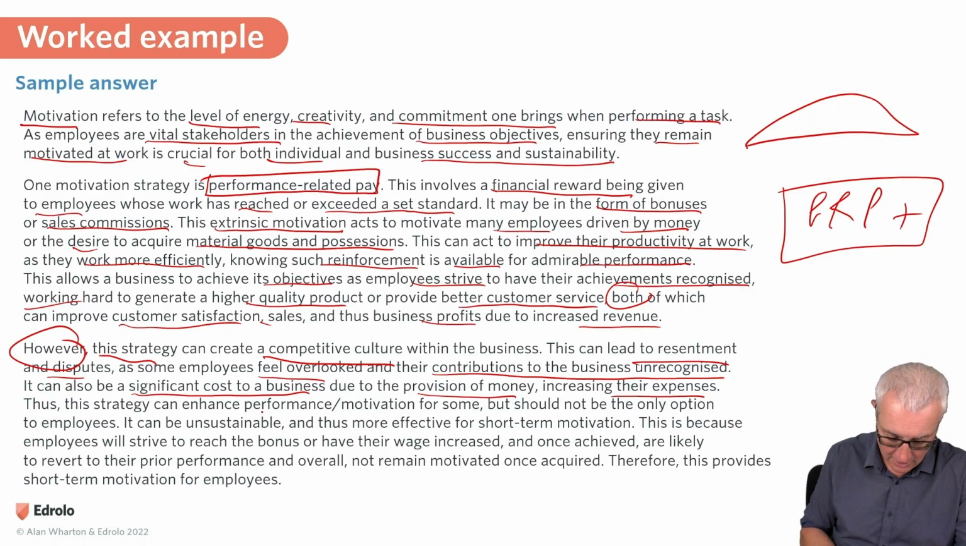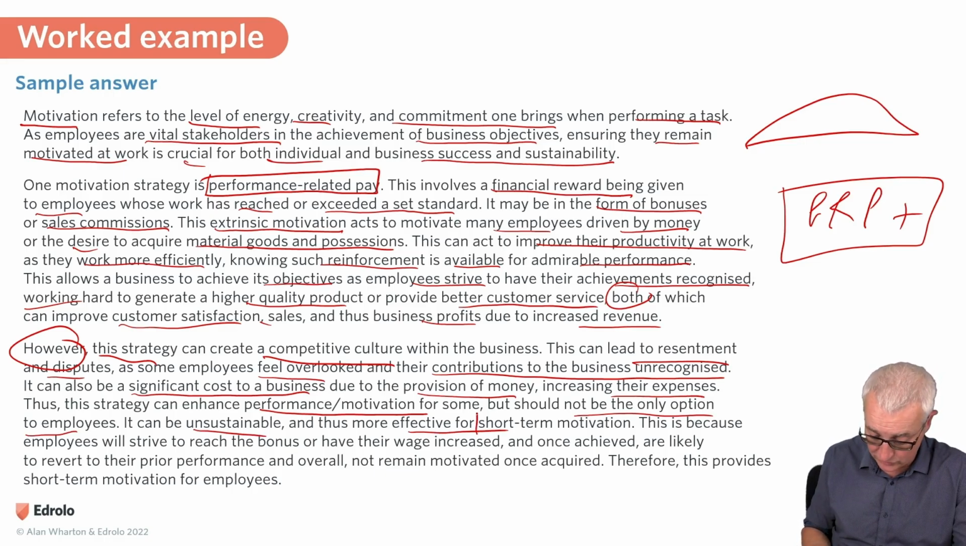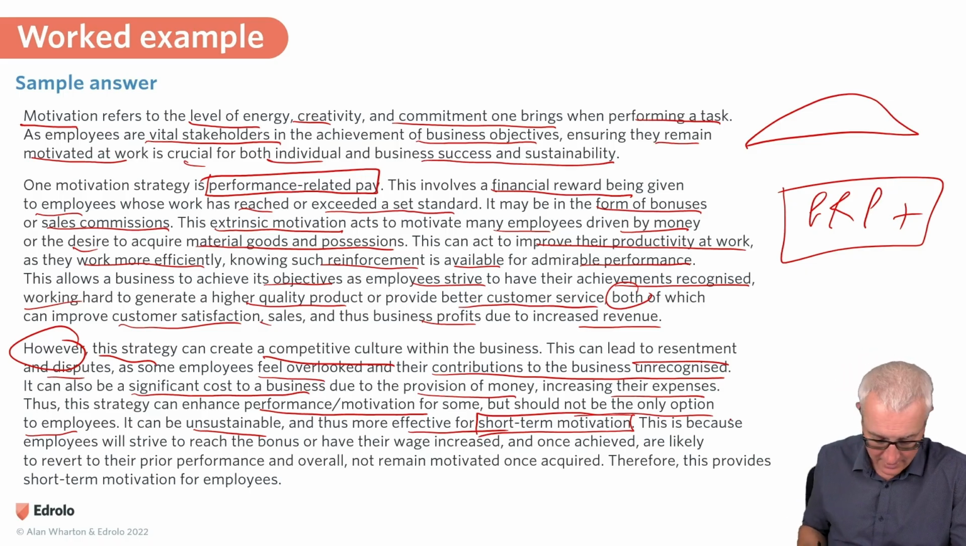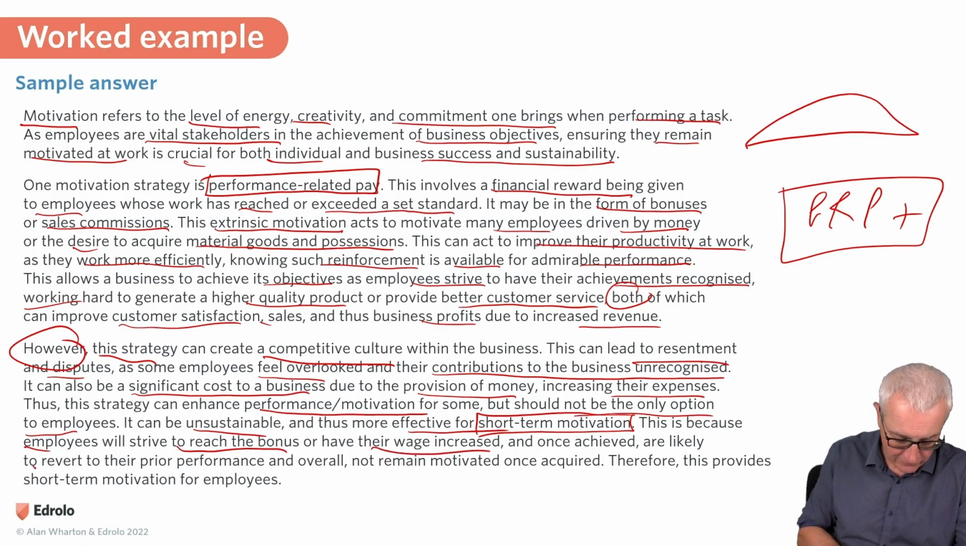Thus, this strategy can enhance performance motivation for some, but should not be the only option for employees. It can be unsustainable and thus more effective for short-term motivation. Here we are alluding to that part of the question. This is because employees will strive to reach the bonus or have their wage increased, and once achieved, are likely to revert to their prior performance and overall not remain motivated once acquired. Therefore, this provides short-term motivation for employees.